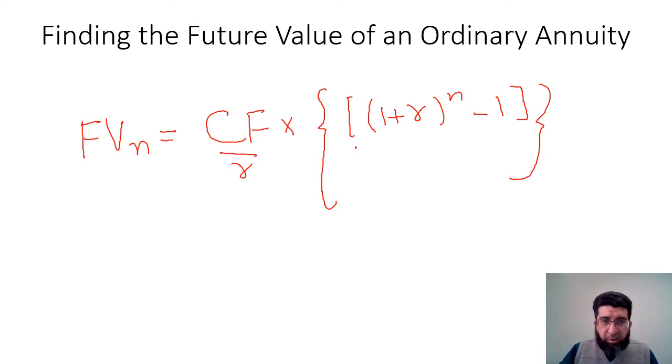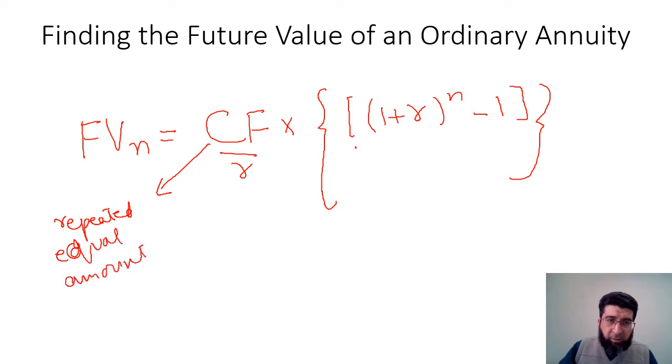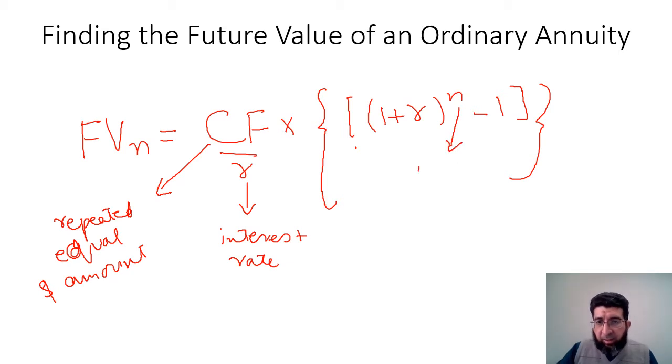Cash flow is the repeated equal amount, and it's in dollars. R is the interest rate, as we saw in the last session. Then n is the time period. So we can get a future value.